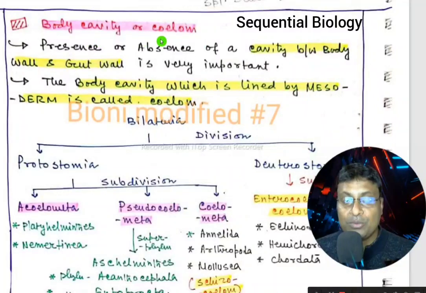In this video, we will discuss the body cavity or coelom and also the division of coelom. The presence or absence of a cavity between the body wall and the gut wall is very important. When this body cavity is lined by mesoderm, it is called a coelom.